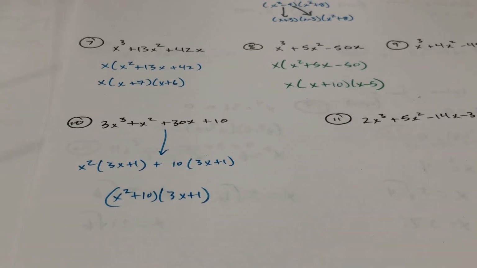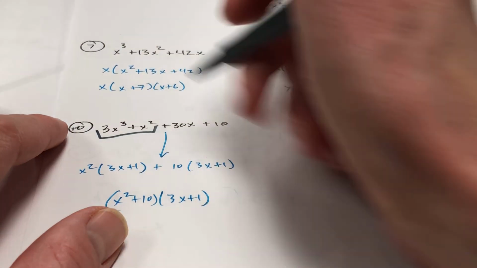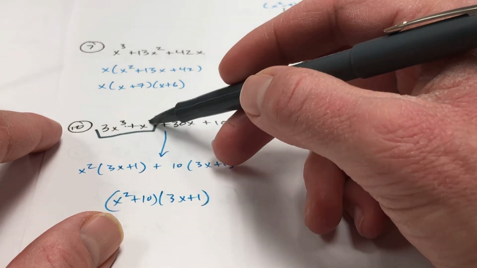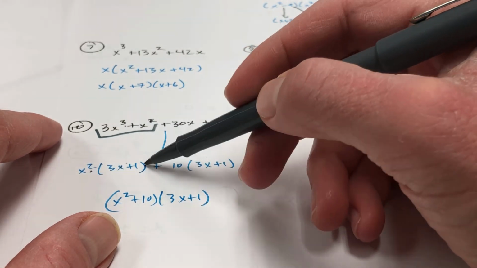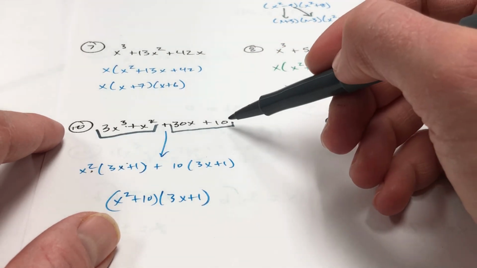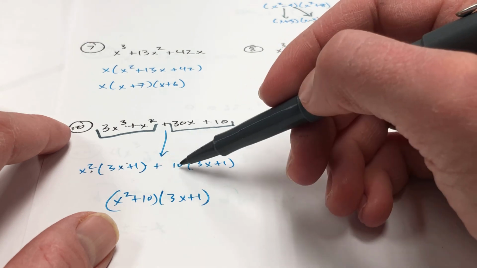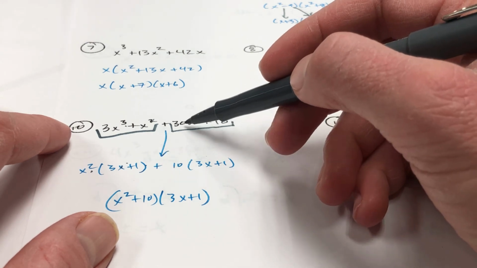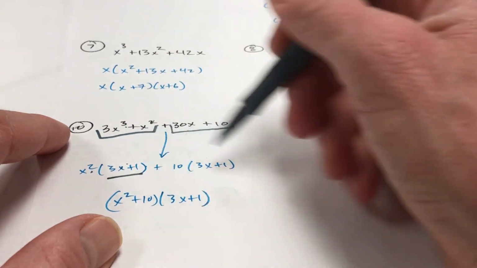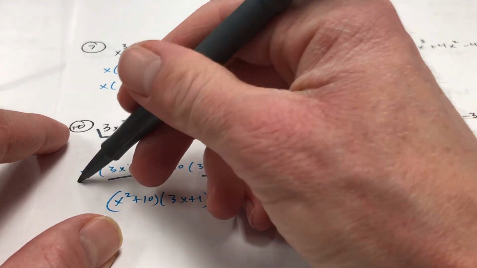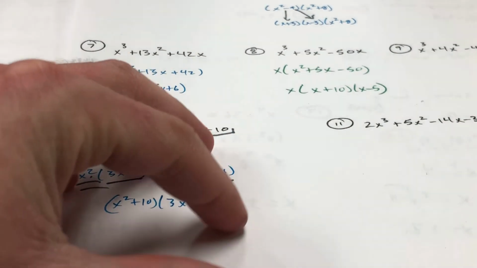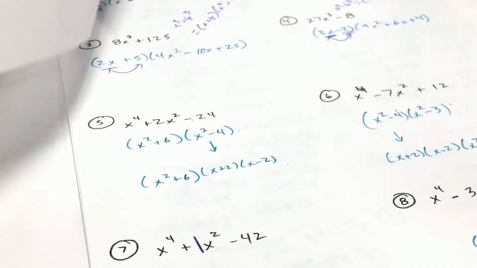Factor out the x squared that these two have in common. Divided by x to the second. x to the second divided by x to the second is a positive 1. These two have 10 in common. They're multiples of 10. So bring down the plus. Divide both these terms by 10. 30x divided by 10 is 3x. Plus 10 divided by 10 is 1. 3x plus 1 in one parenthesis, and the x squared plus 10 in the other parenthesis. So definitely know how to do those.